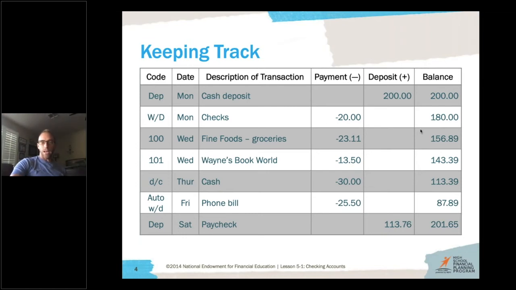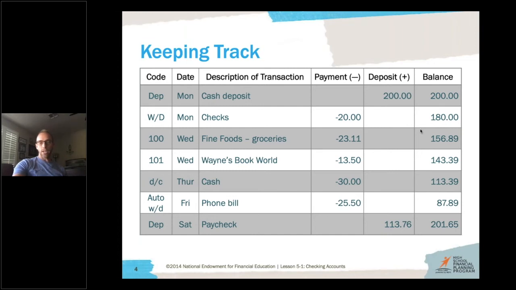Then they wrote their phone bill. On the left, you see that was an auto withdrawal. So they just have it automatically deducted from the account, but they still keep track of that on here because when they go to write checks, they need to know how much money's in here. So there's an automatic withdrawal of $25.50, and that brought down their balance to $87.89. So they're starting to get close now, right?